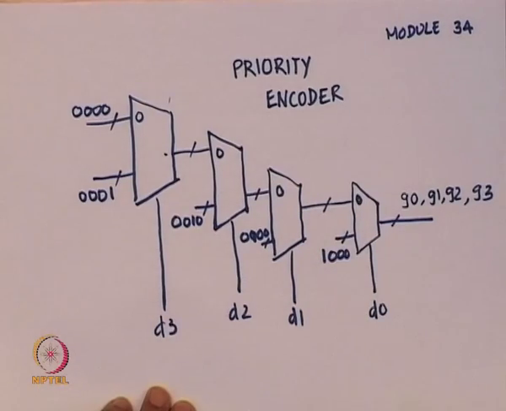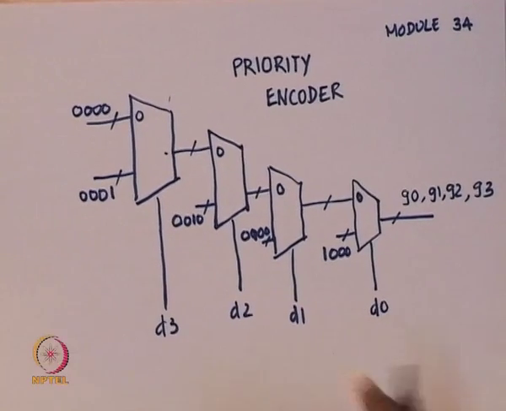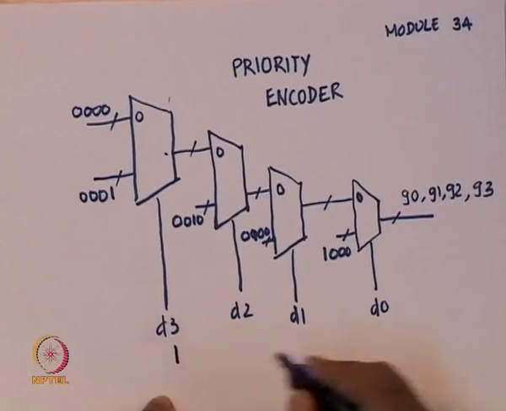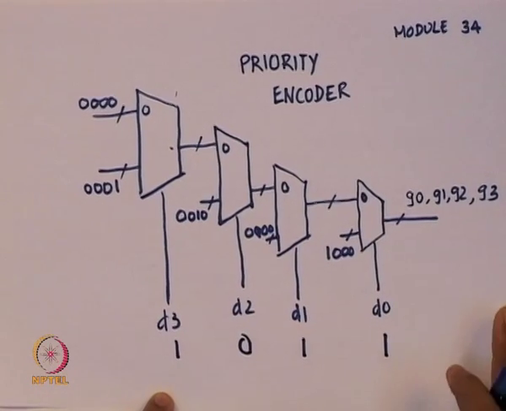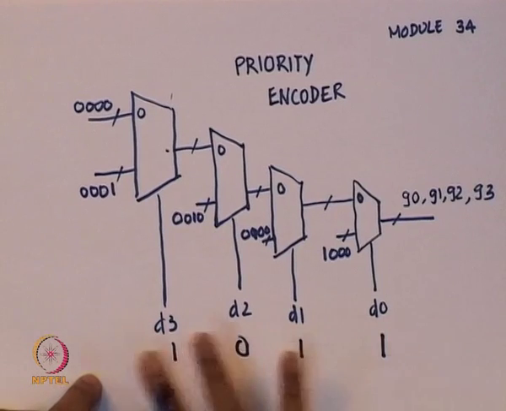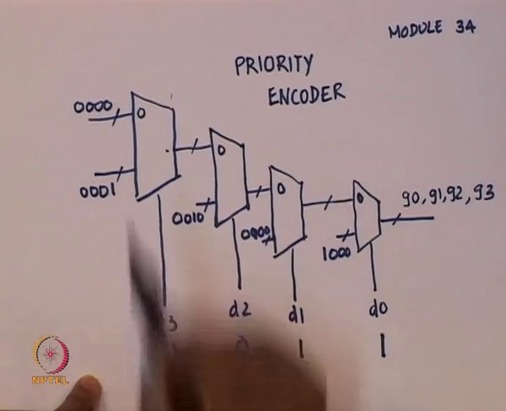So let us see how this whole thing will look at priority. Let us take a small example. Let us say D3 was 1, D1 was 1 and D0 was 1. Let us assume that D2 was 0. If this is the case, then what would happen? It means that there is a manager who is requesting, assistant manager is not requesting, clerk is requesting and the boss is requesting. So D0 is for the boss.